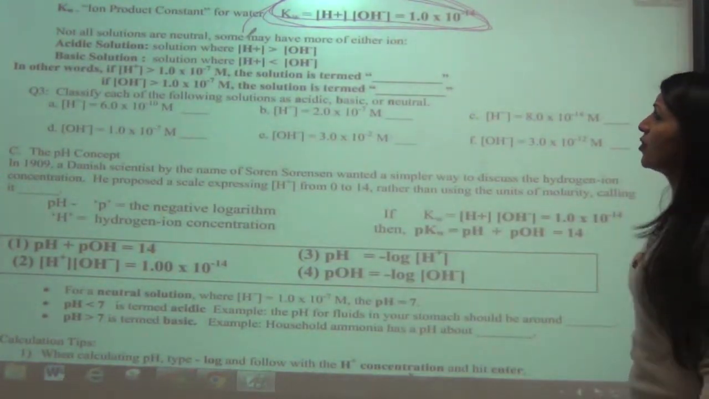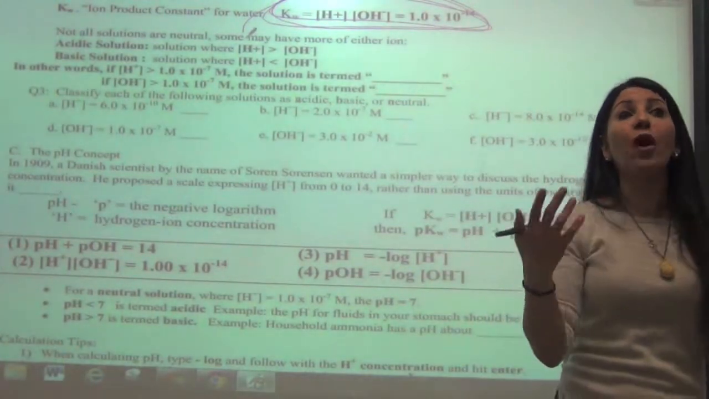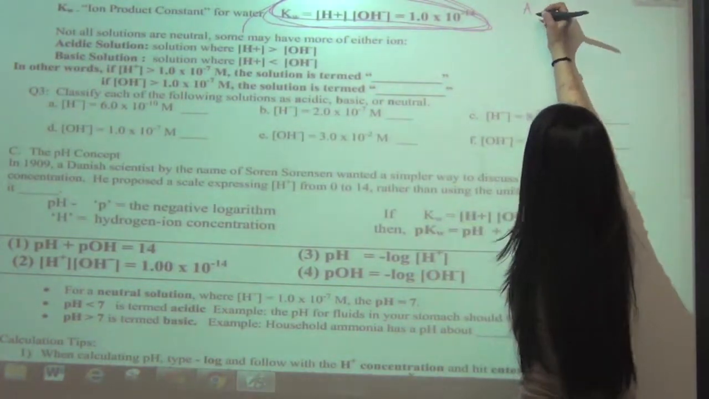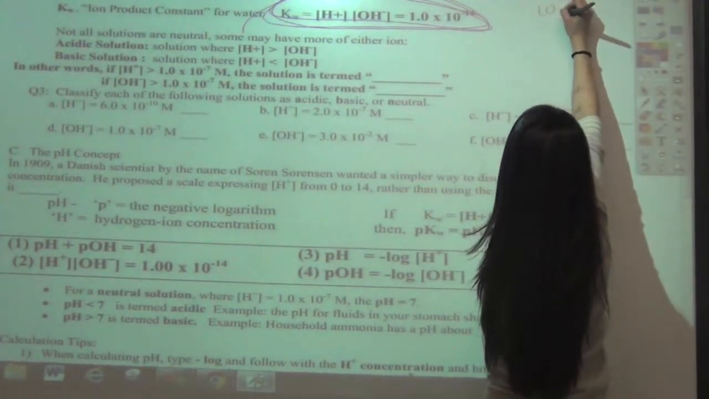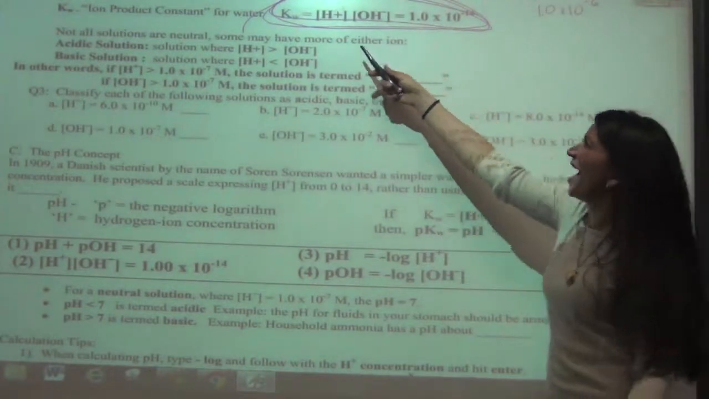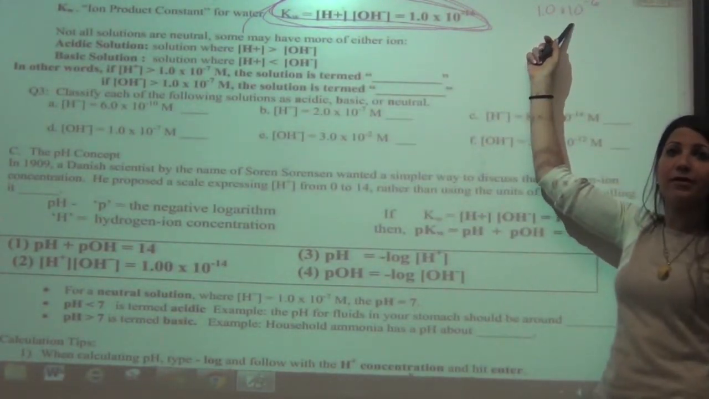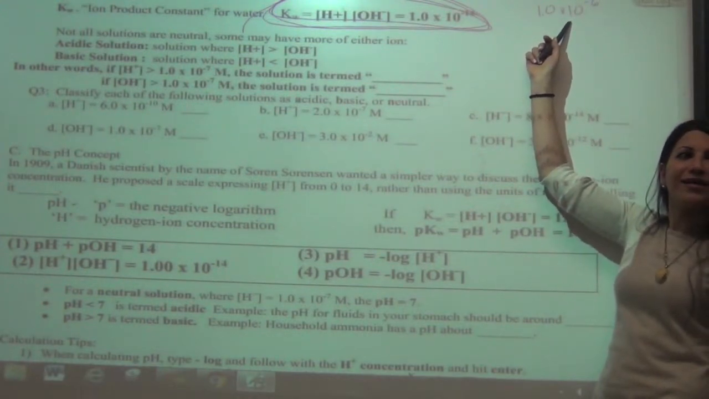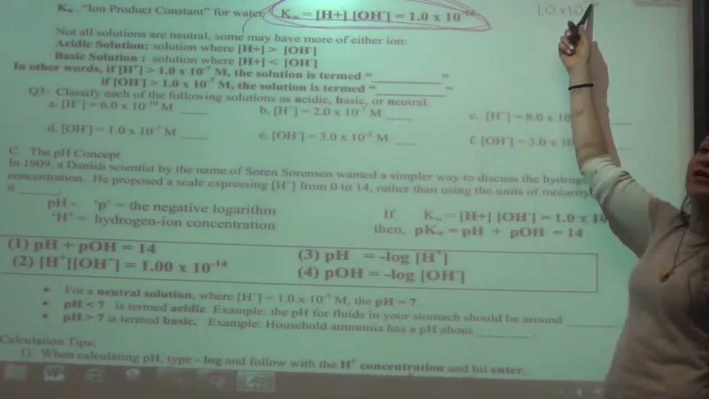Okay. So now, and this is pretty easy to use, by the way. Let's say that the concentration of my substance is equal to 1.0 times 10 to the negative 6. Let's say that's my hydrogen ion concentration. What would my hydroxide ion concentration be? 1.0 times 10 to the negative 8. Why? Because they have to add up to equal 10 to the negative 14.